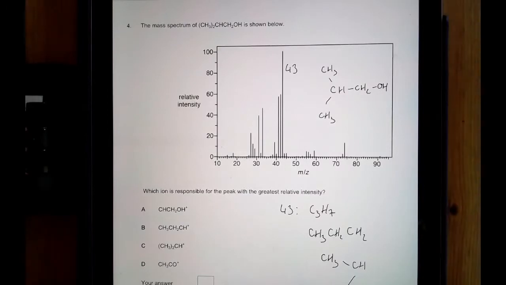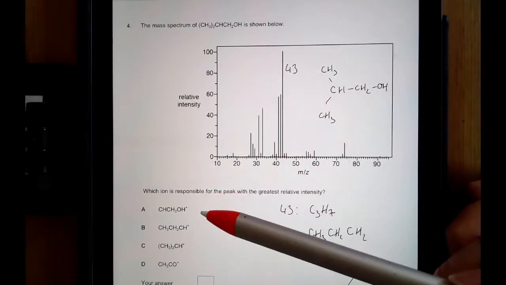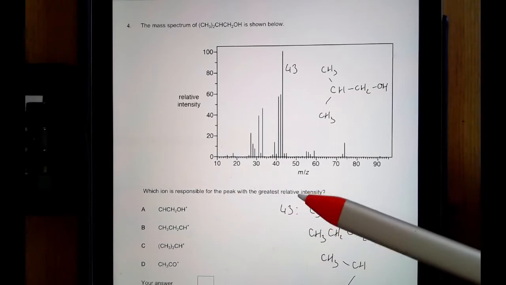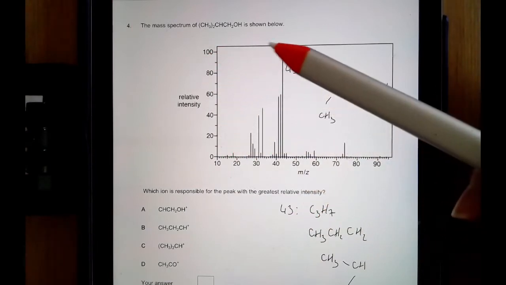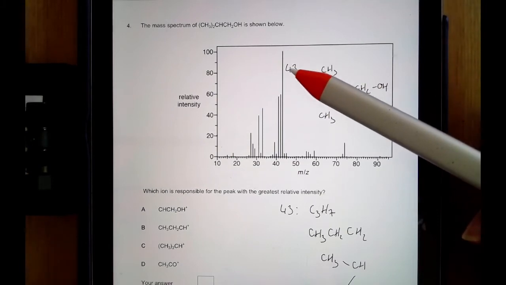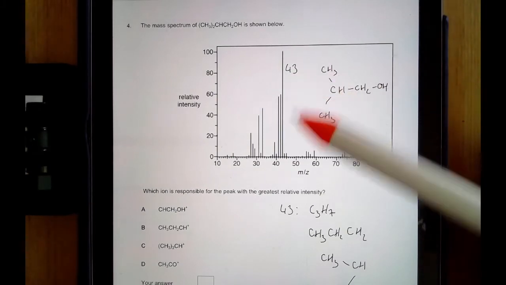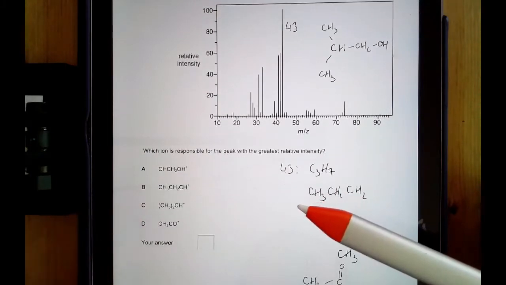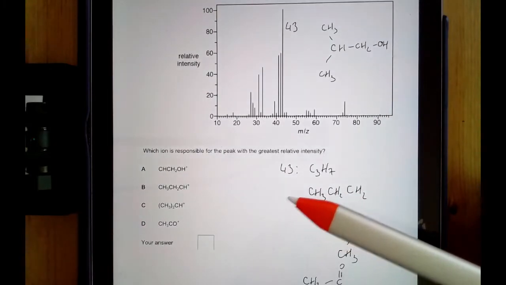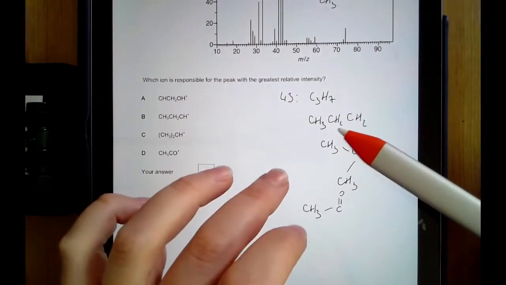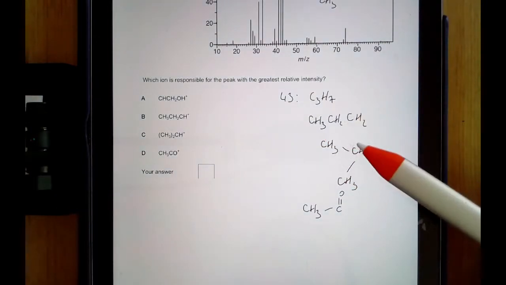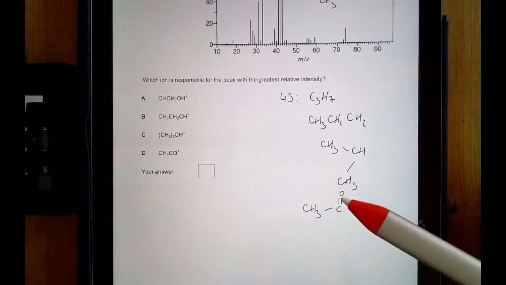So the next question, they give you a mass spec and they ask which ion is responsible for the peak with the greatest relative intensity. You've got relative intensity here on the y-axis. The highest peak is this peak here, which is at 43. So you need to see which of these ions is responsible for the peak at 43. Again, we've seen 43 quite a few times now. It is typically C3H7, which can be written out in 2 ways, or it's a CH3 C double bond O.